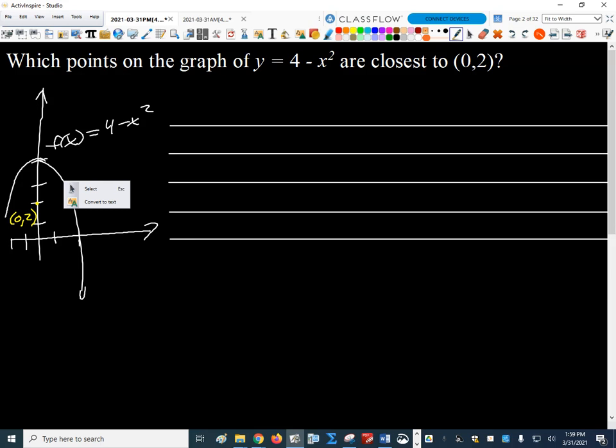I'm trying to find the nearest point. I don't know where it is. I'm trying to find the nearest point on the graph to the yellow point. What are my variables going to be? What do you think? You can type it in chat if you want. Okay. X and Y. Yeah, that makes sense, wouldn't it? X and Y are going to be the coordinates of the red point.